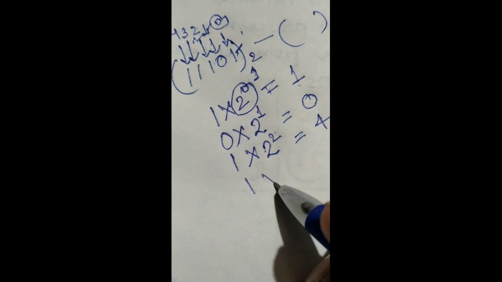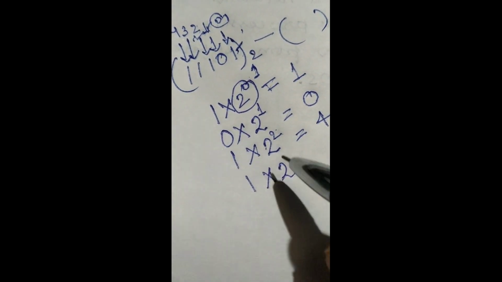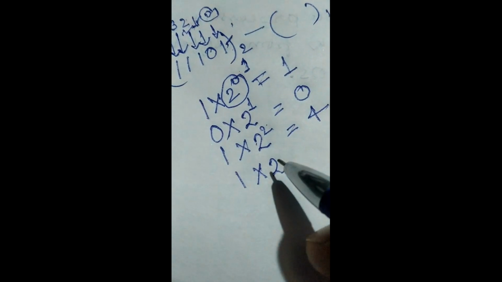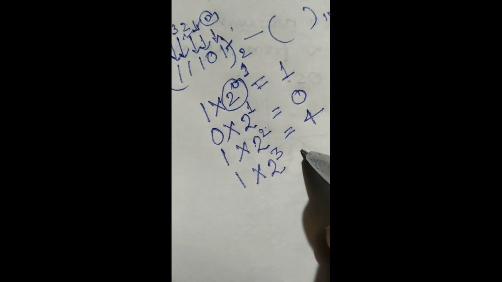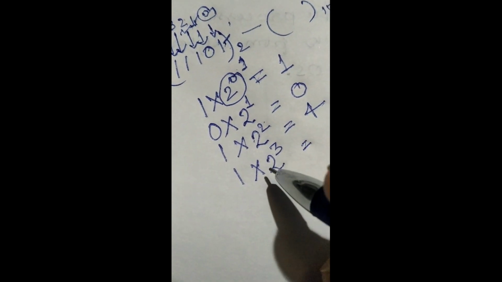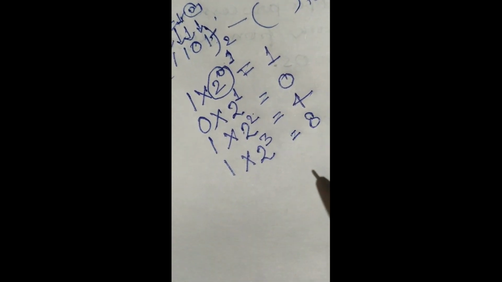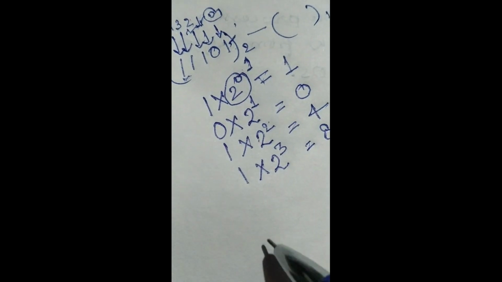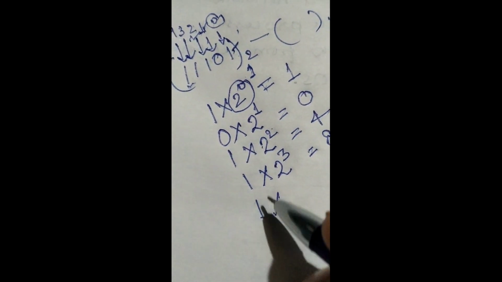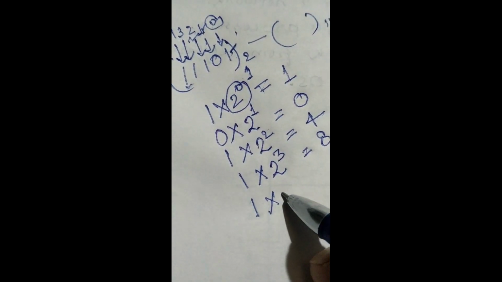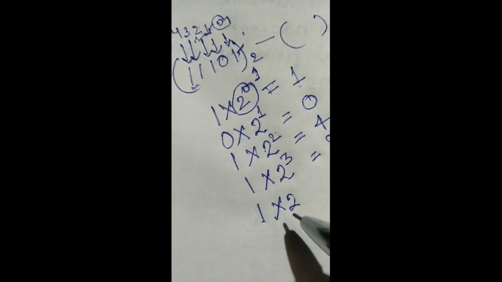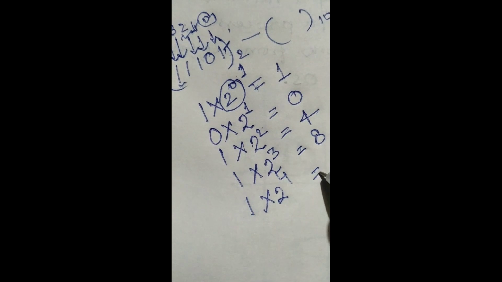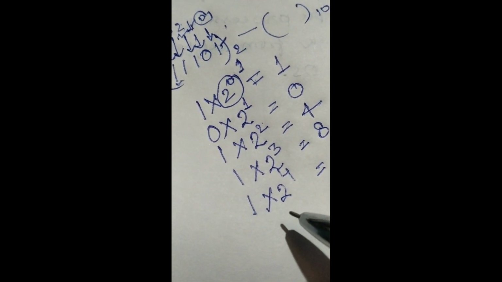The next digit is 1. Again 2 remains fixed, and this time the positional value is 3, which we use as a power. So 2 times 2 is 4, 4 times 2 is 8, so 8 will be the product. The last digit is 1, and this time the positional value is 4. So 2 times 2 is 4, 4 times 2 is 8, 8 times 2 is 16.